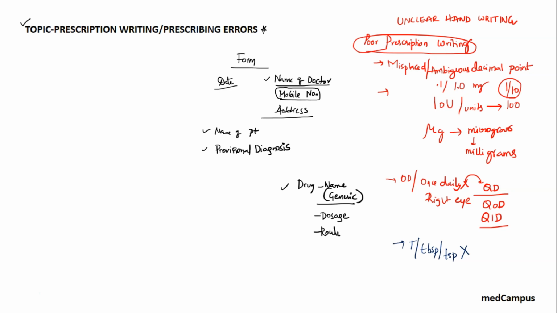Route of administration, this is very important. And one more thing is, what are we missing? Route of administration, dosage, schedule for how many days, whether to stop or whether to continue or when to come back or follow up, and all.